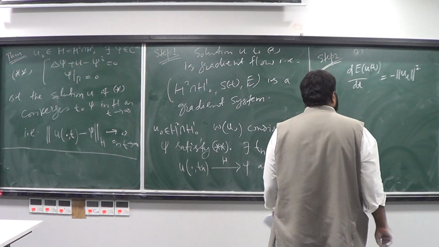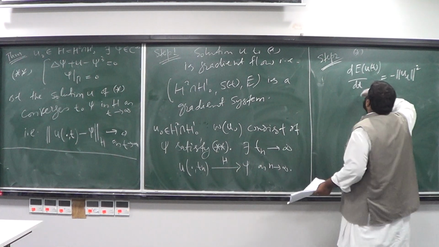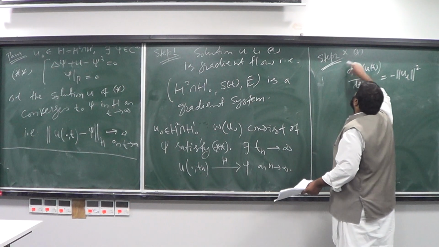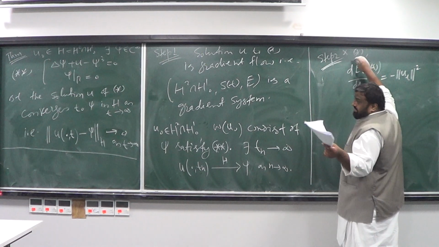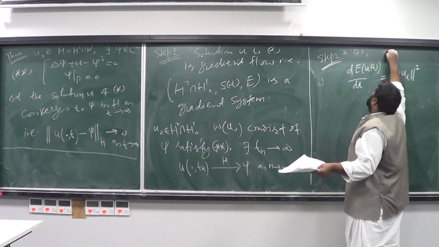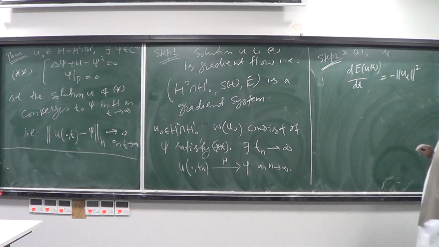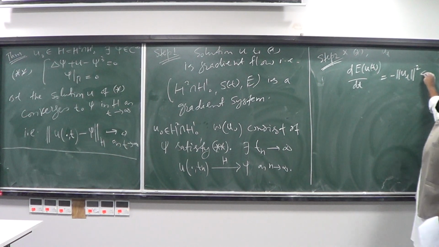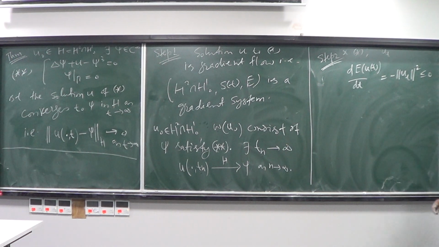You can derive this relation easily by, for example, multiplying the equation star, the reaction diffusion equation, by u_t and integrating with respect to x. We derived it last time, and you can see the details in our last lecture. And this shows that the energy of the system is dissipative actually.